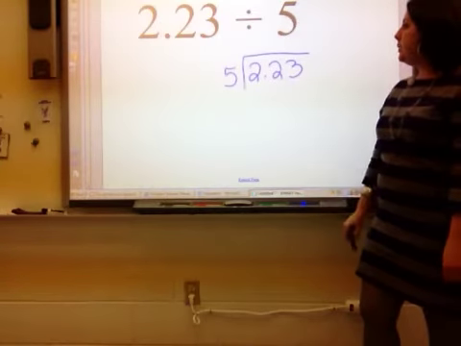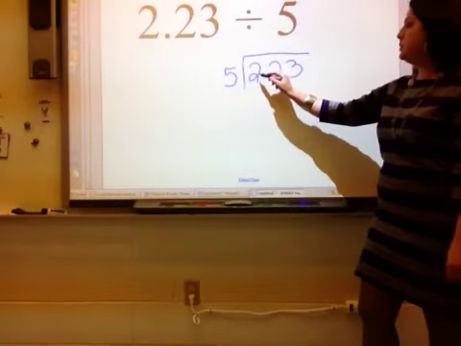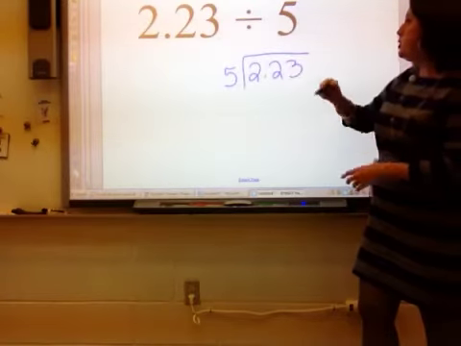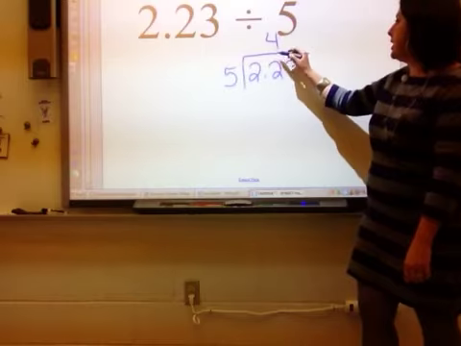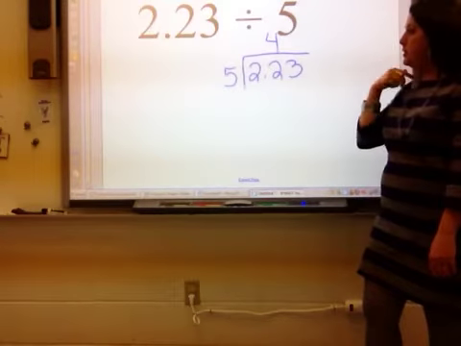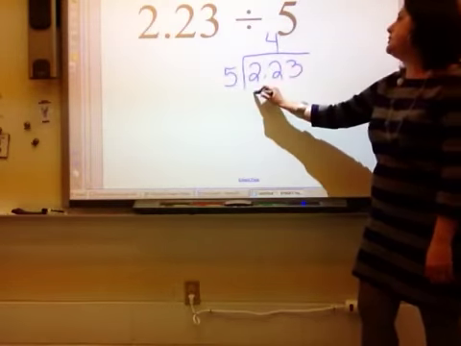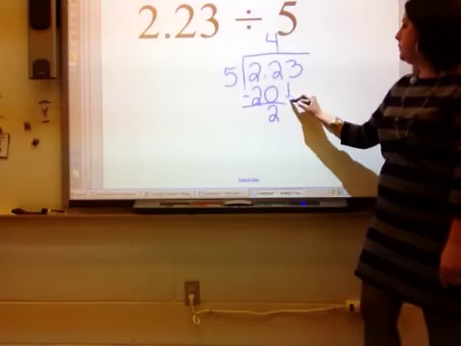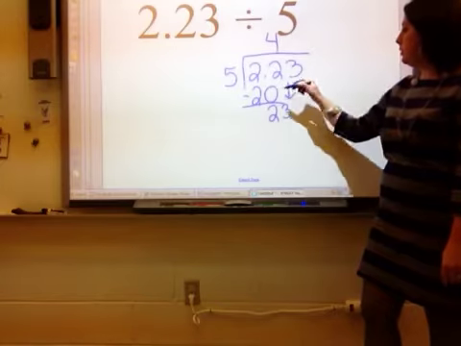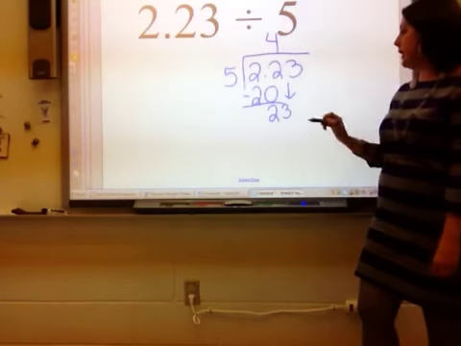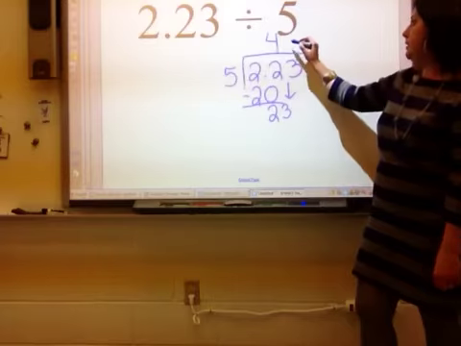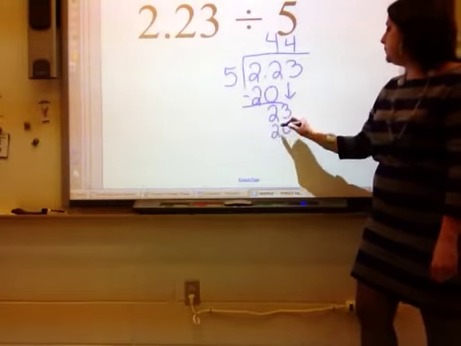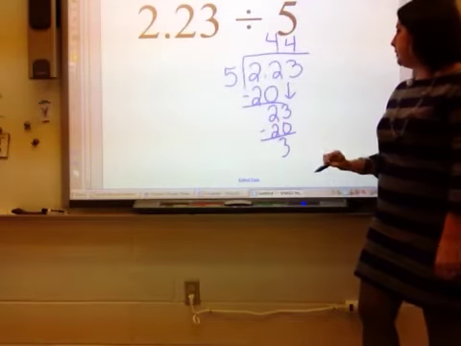All right, so if I look at this, 2 cannot divide by 5 in this case, so I'm going to look at 22. 22 will divide by 5 4 times. Notice I put that 4 on top of that 22 because that's what I've divided. Bring down that 2. Subtract it, 2, and bring down that 3. 23 will divide by 5 4 times. 4 times 5 is 20 with 3 left over.